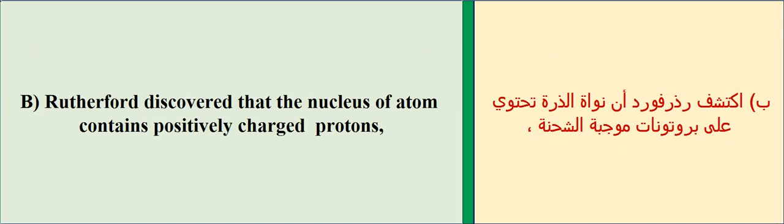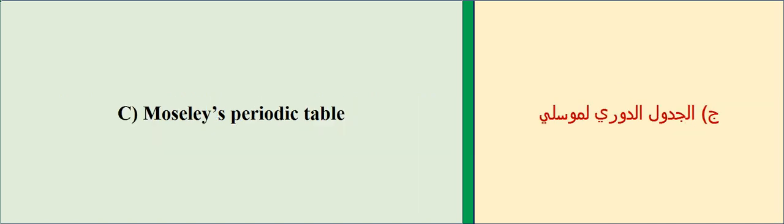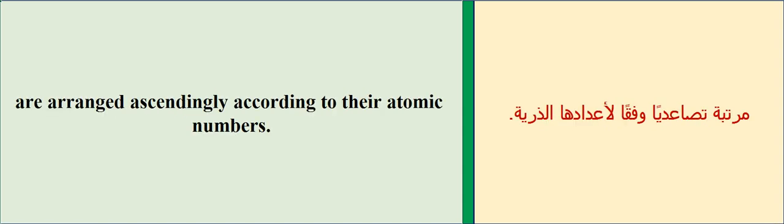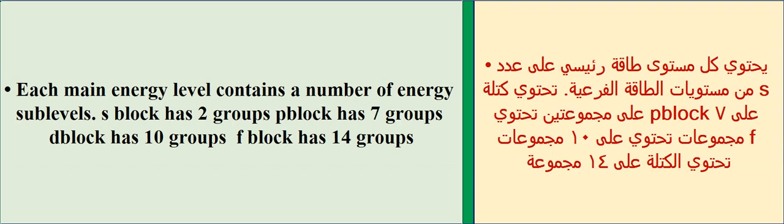B. Rutherford discovered that the nucleus of the atom contains positively charged protons. C. Moseley's periodic table elements are arranged ascendingly according to their atomic numbers. D. Bohr discovered the main energy levels. Each main energy level contains a number of energy sublevels.